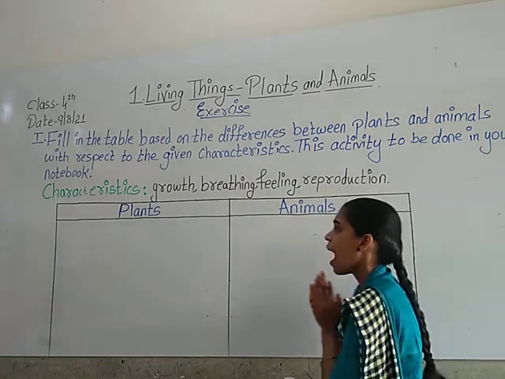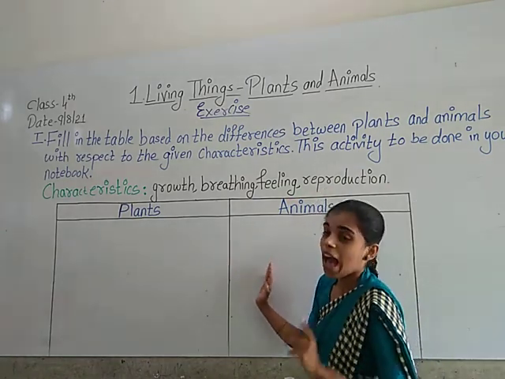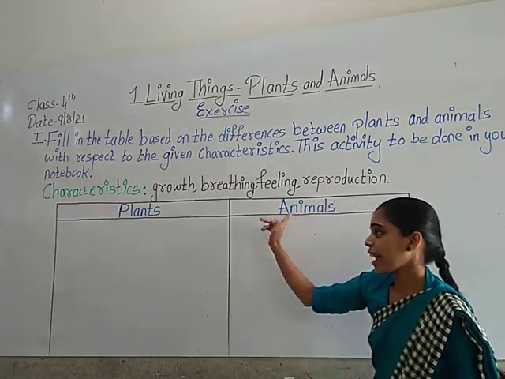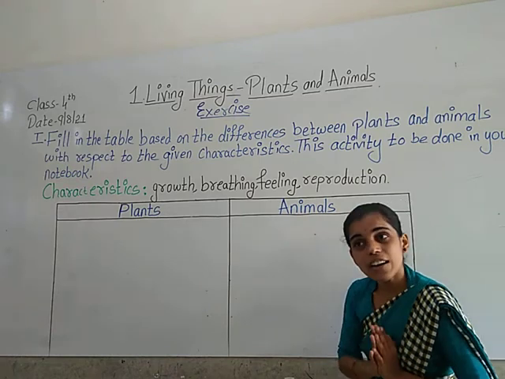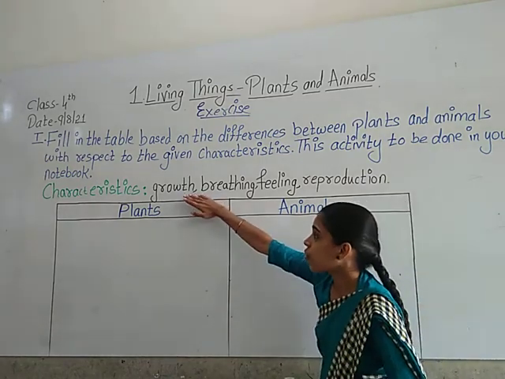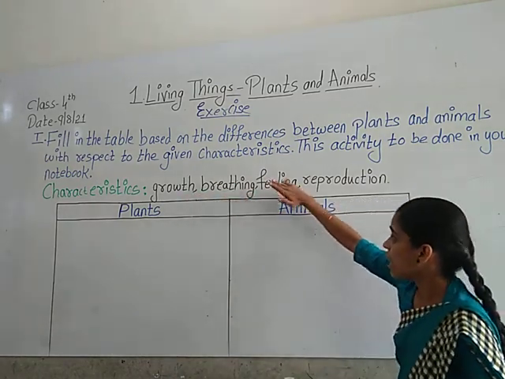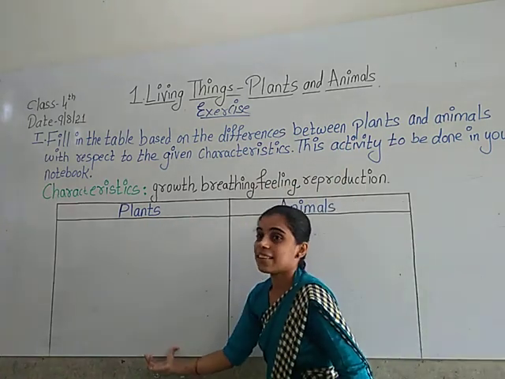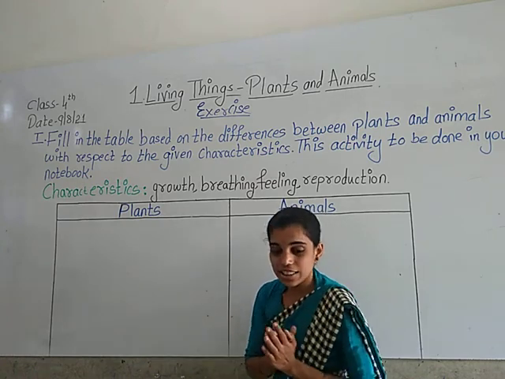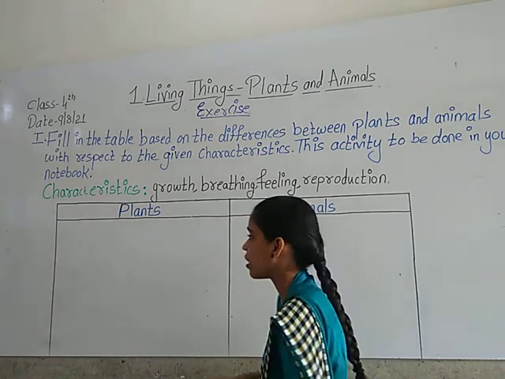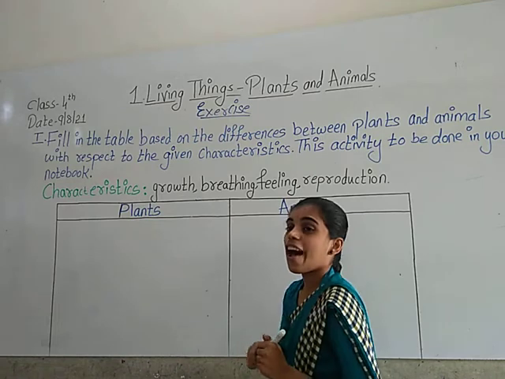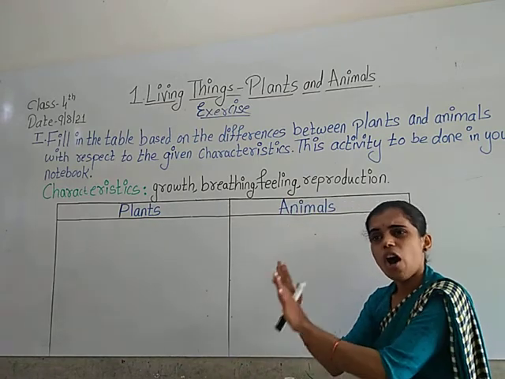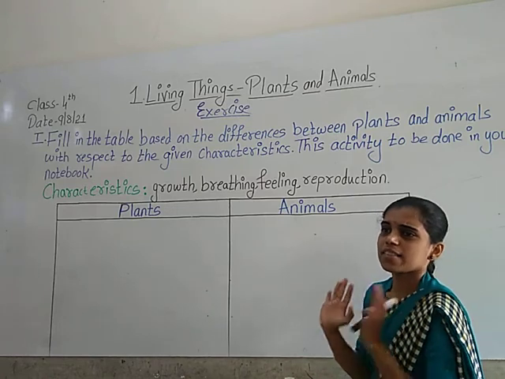So first, I have just drawn the table and I have written the two names. First one plants, second one animals. First, we will write the growth, breathing, feeling, reproduction characteristics on the plant side. So let us write it. The first characteristic is growth. How do the plants grow? Is there any growth in the plant or not? Or does it remain the same size?